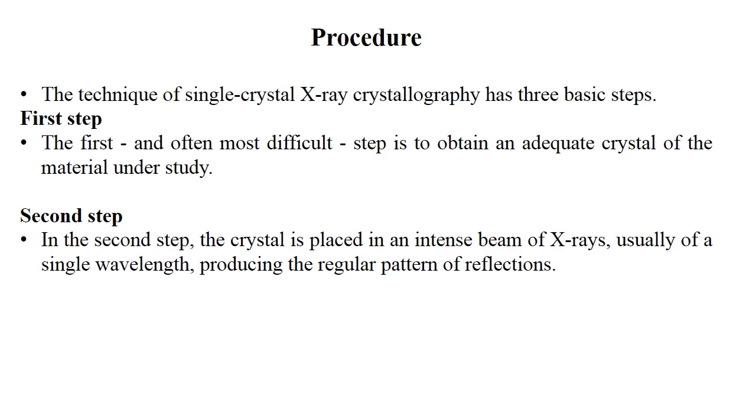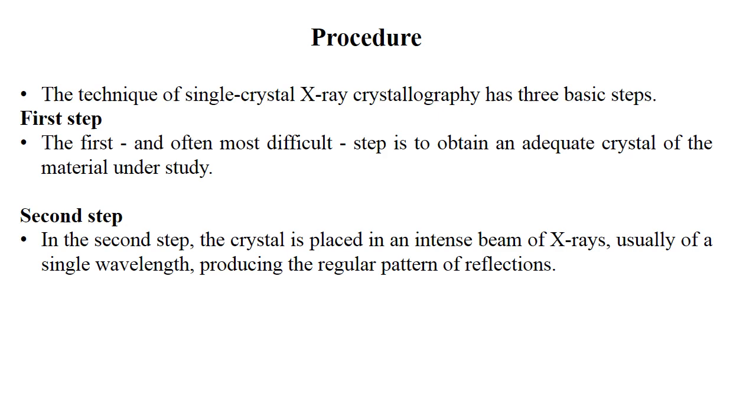Second step. In the second step, the crystal is placed in an intense beam of X-rays, usually of a single wavelength, producing the regular pattern of reflections. As the crystal is gradually rotated, previous reflections disappear and new ones appear. The intensity of every spot is recorded at every orientation of the crystal.